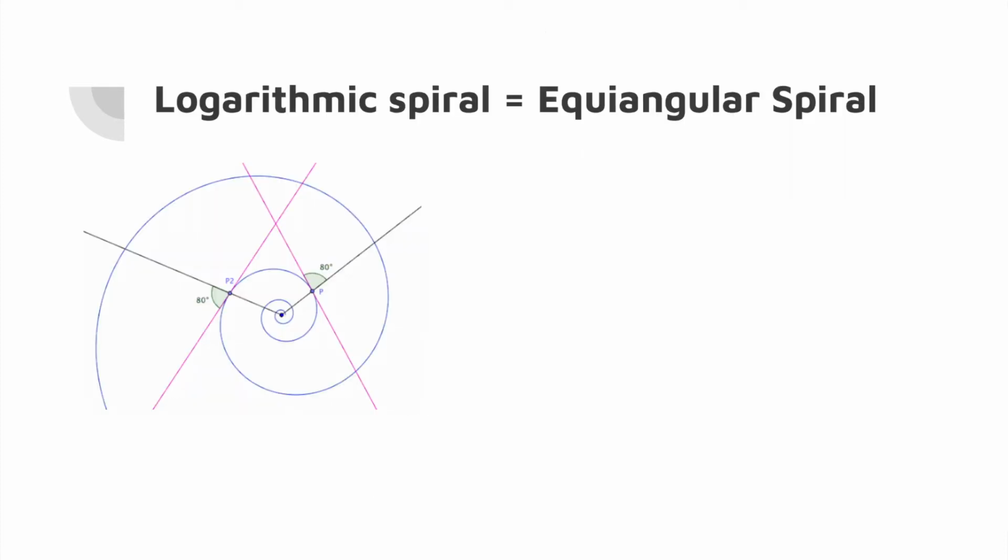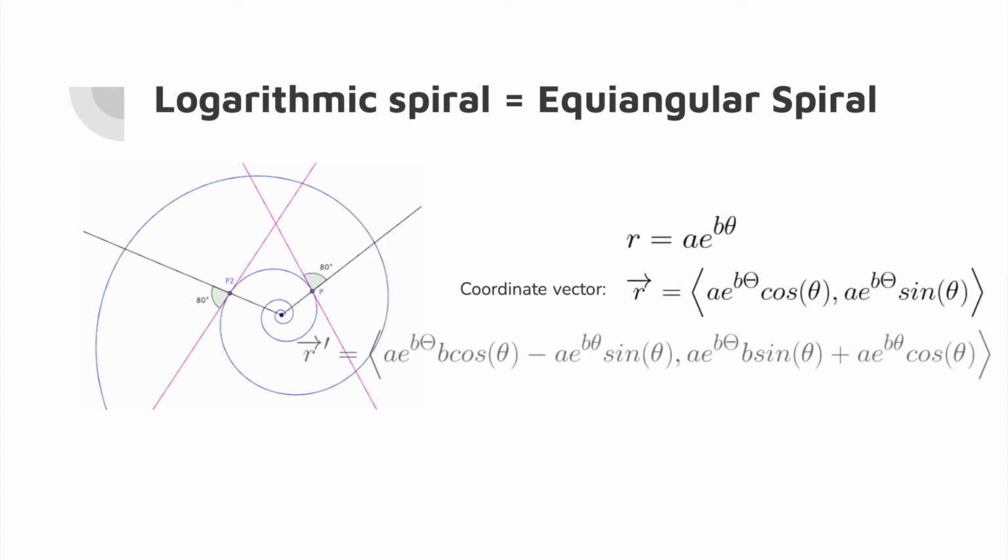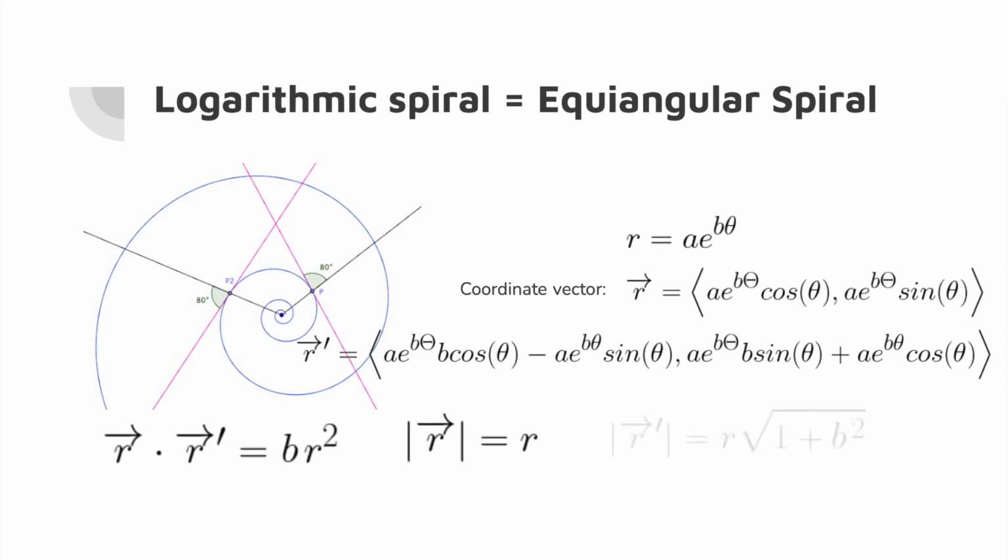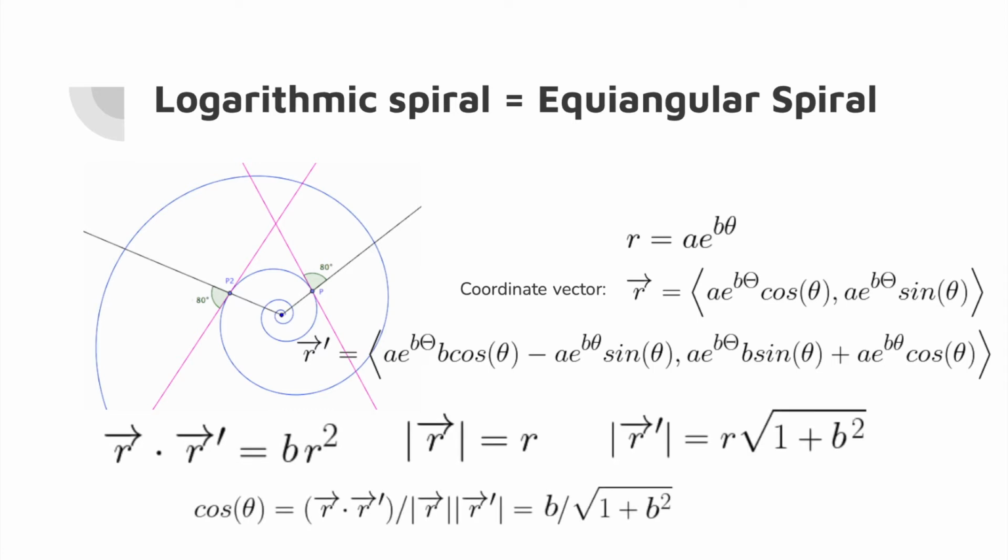Another name for the logarithmic spiral is the equiangular spiral, and this is because if you draw a line from any point in the spiral to the origin and draw a tangent line to that point, the angle between the two lines will be the same at any point on the spiral. If we use the general position function, we can make a coordinate vector, then find the derivative of the function to give us the vector tangent to the point. Using these two vectors, we can solve for the angle between them to find that it always equals b over √(1 + b²), which stays constant throughout the entire spiral. This means that the spiral will not change its shape no matter how much you zoom in or out.